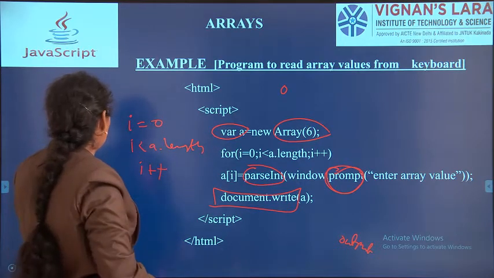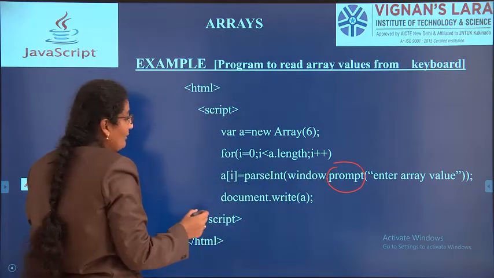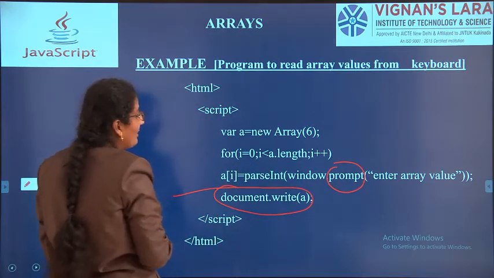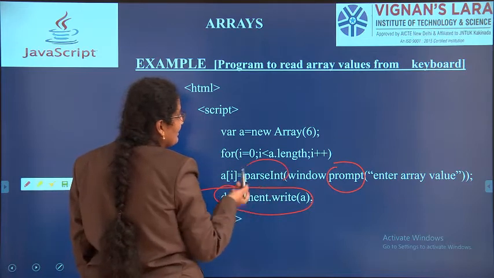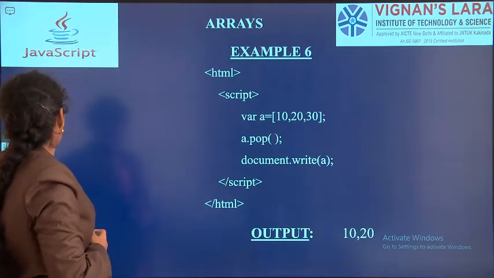But what are the additional things we are using here? To give input from the keyboard we are using prompt. For output printing we are using document.write. To convert all those into integers, numbers, we are using parseInt. So, one more example on arrays.